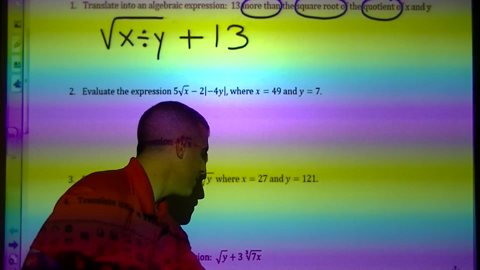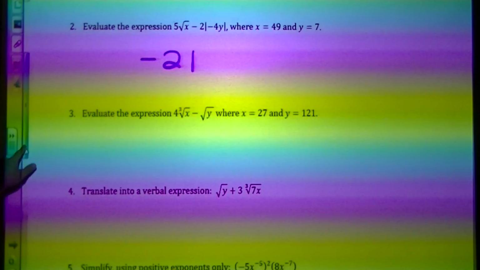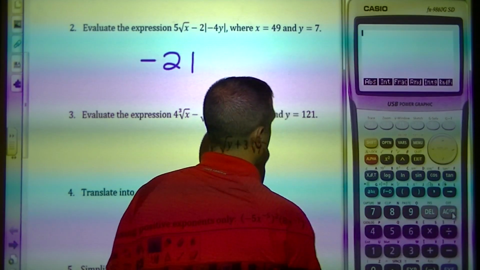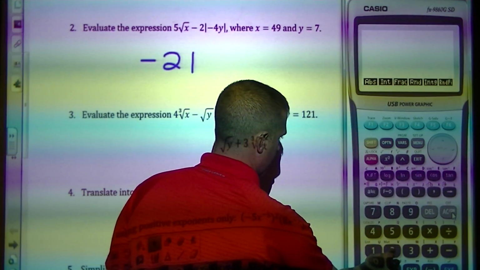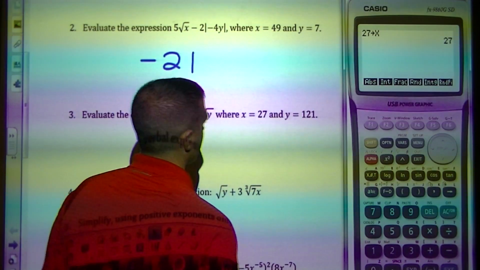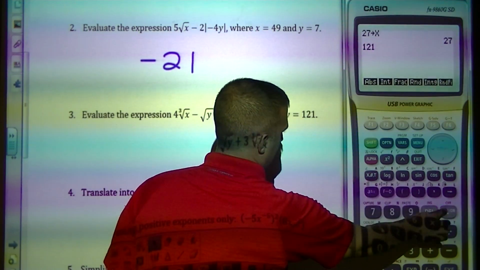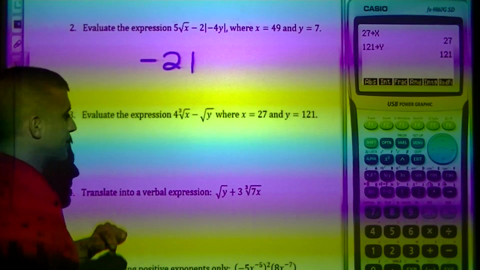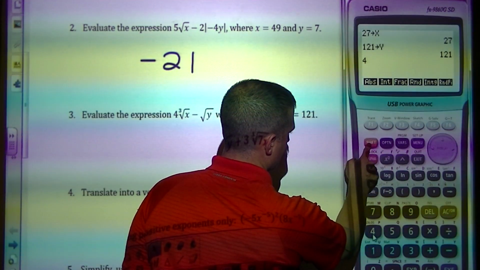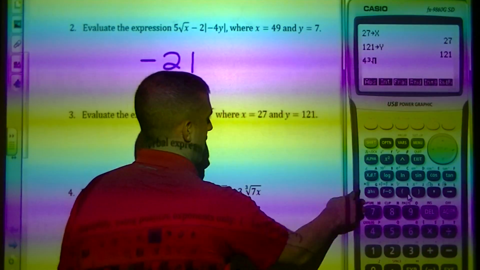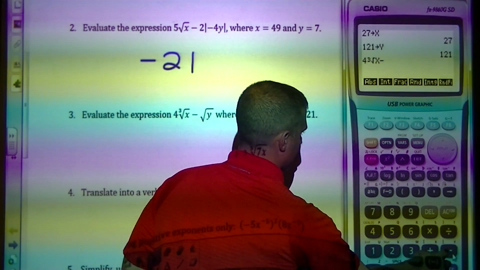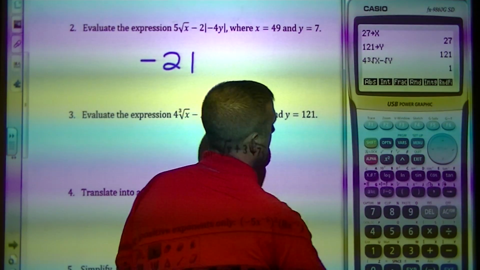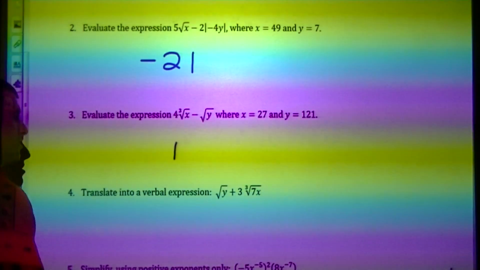For this problem, x is 27 and y is 121. So I'm going to clear this out and set x: 27, arrow x, then 121, arrow alpha y, which is down there. So they're set. I'm going to type in 4, shift here, that's the cube root of x, minus shift there, square root of alpha y. The answer is 1. So all you have to do is type those in.